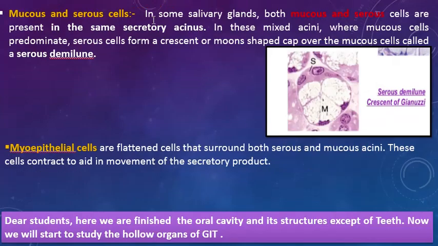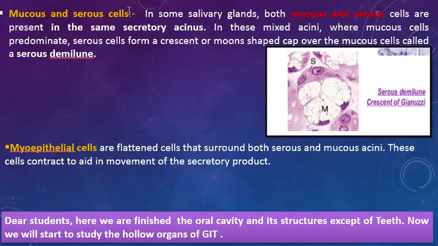Also, we can see mucous and serous cells in the salivary gland. Both the mucous and serous cells are present in the same secretory acini, so we can see both of them in the same secretory unit.